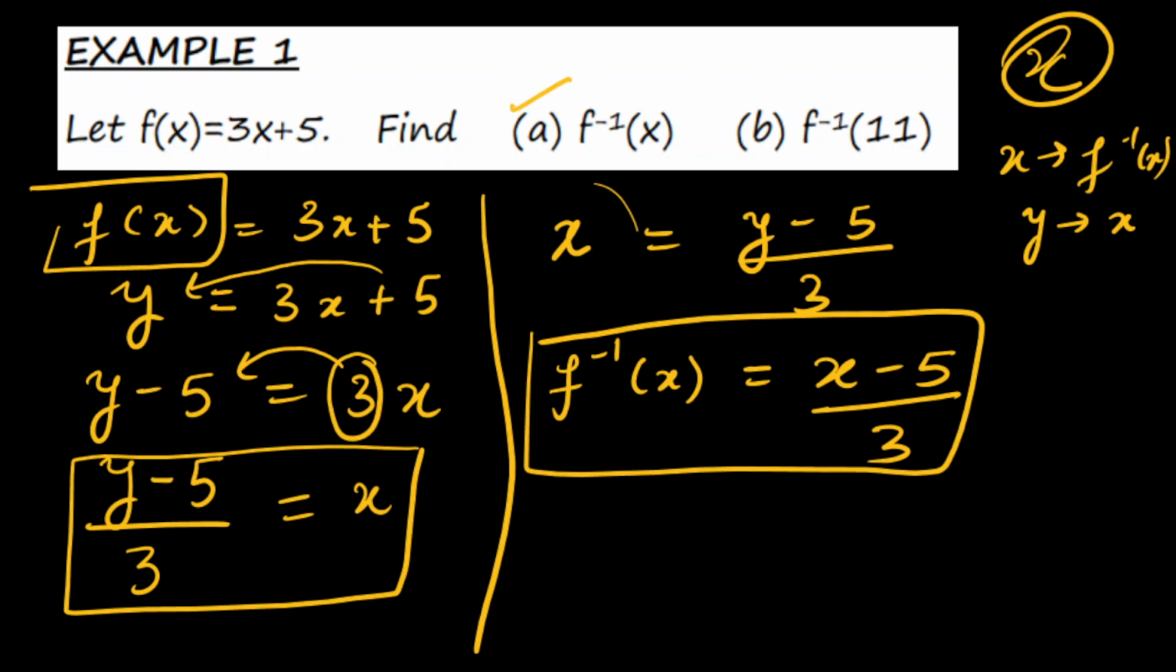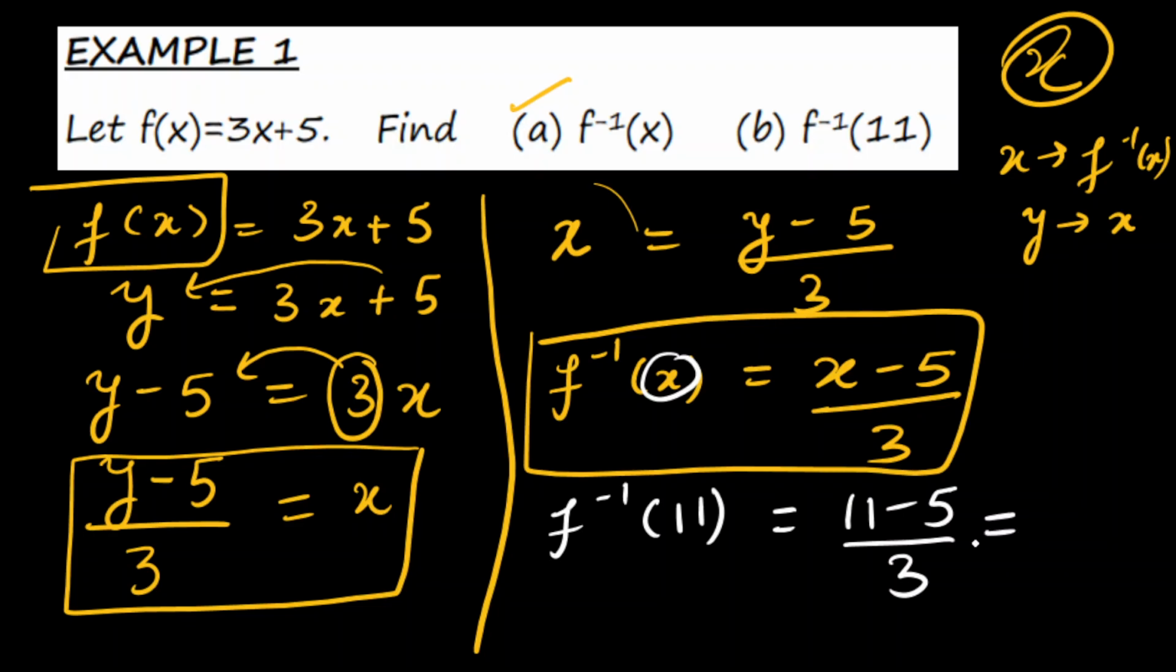Now we have to find the value of f inverse 11. So f inverse 11 means here in place of x we have to write 11. In f inverse x, the x value 11 we have to substitute. So 11 minus 5 divided by 3. 11 minus 5 is 6. 6 divided by 3 is 2. So the value of f inverse 11 is 2.